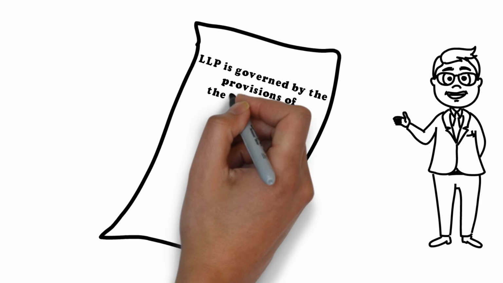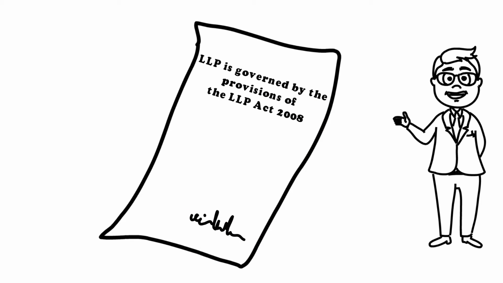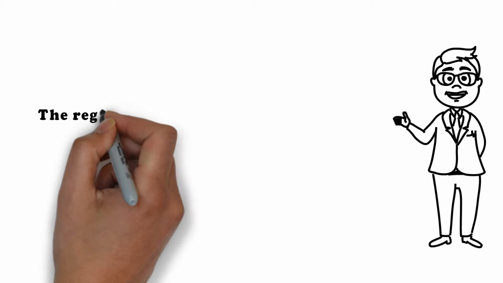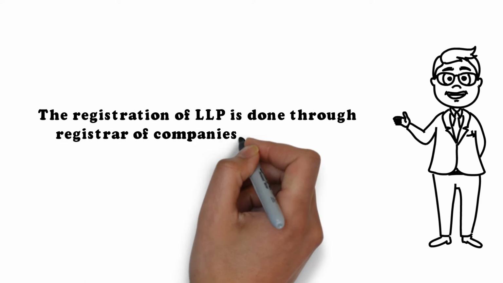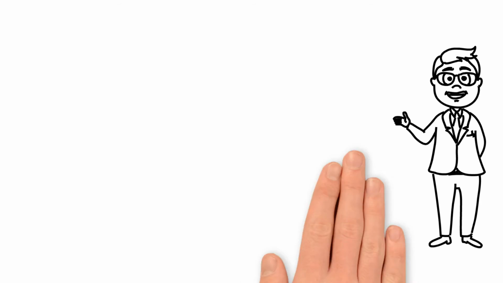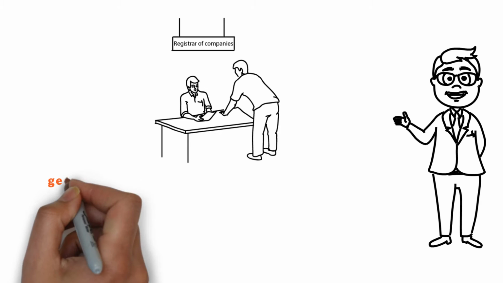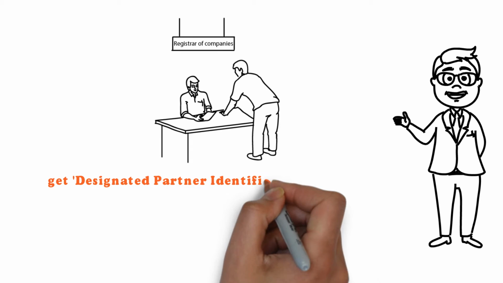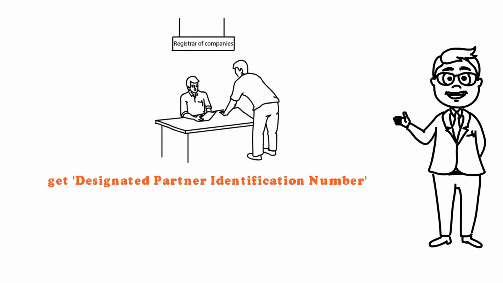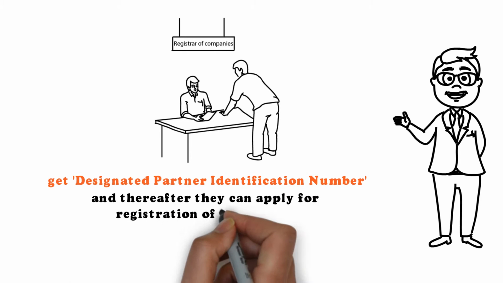LLP is governed by the provisions of the LLP Act 2008. The registration of an LLP is done through the Registrar of Companies, that is, ROC. First, the partners need to register at ROC and get a Designated Partner Identification Number, and thereafter they can apply for registration of the LLP online.